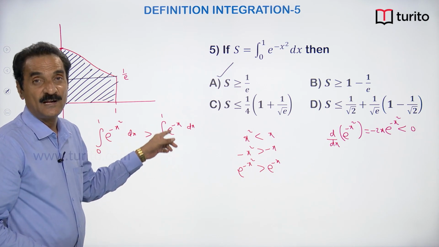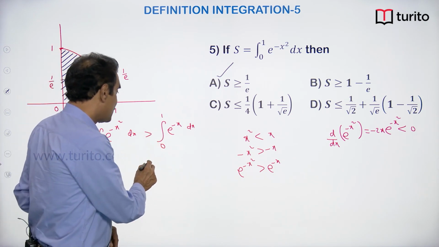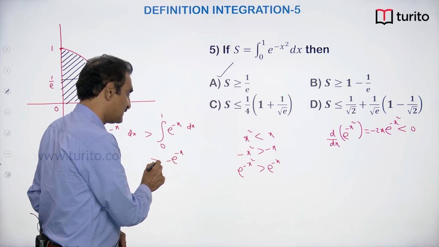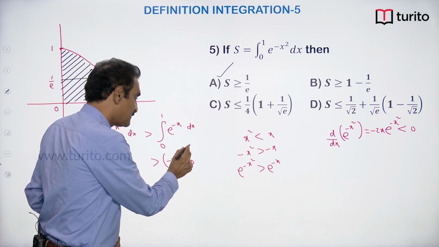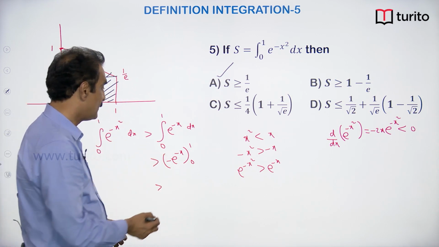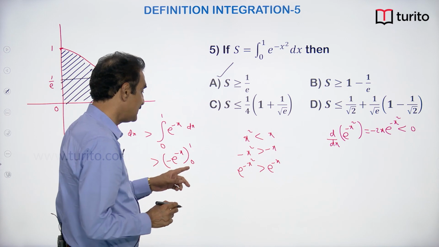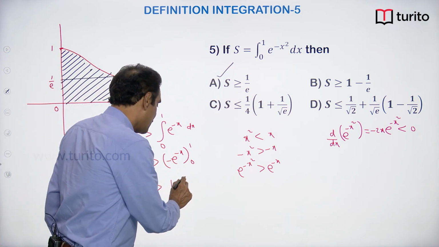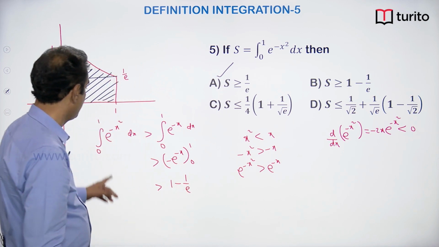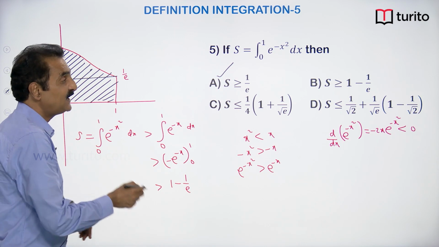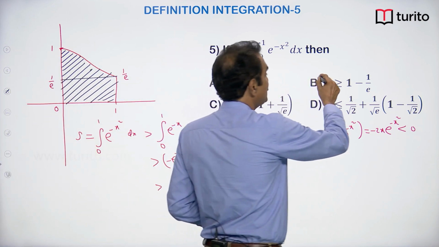Now you will be able to calculate this integral. What is the integral of e power minus x? E power minus x by minus 1. Substitute the limits 0 and 1. Substituting 1, you will get minus 1 by e. Substituting 0, you will get 1. So we will get 1 minus 1 by e. S is greater than 1 minus 1 by e. Option B is correct.